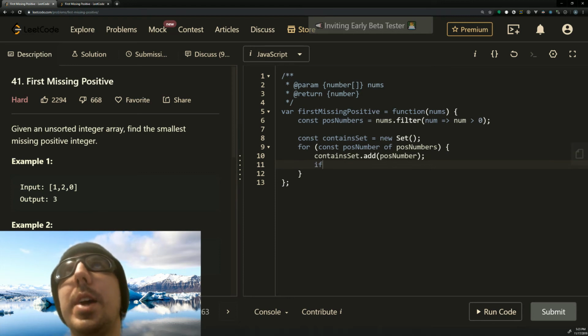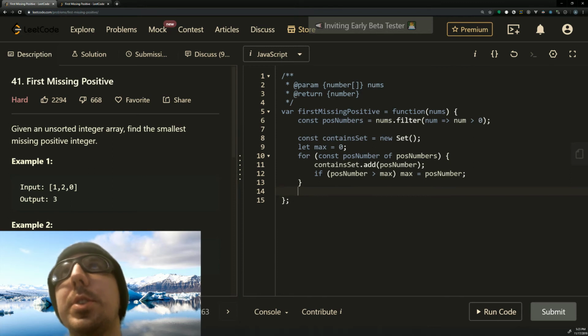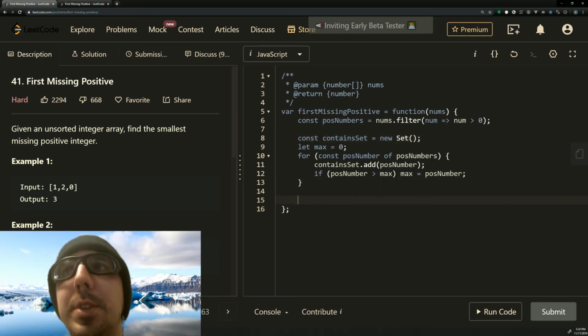And I'm also going to calculate what the largest number is. We're going to need that a little bit further down the line. So I'm just going to set it to 0 at the beginning. It doesn't really matter, it's just a placeholder. And then if the current positive number is greater than max, then we're going to update max. All right, so far we're just storing some information about the maximum number, and we also put into a set each of the different numbers that we have in the original input, filtered down to only the positive numbers.